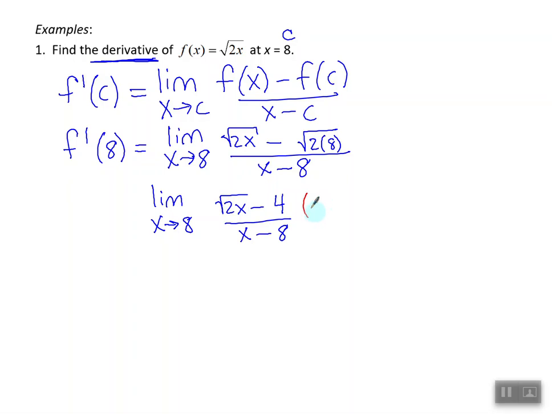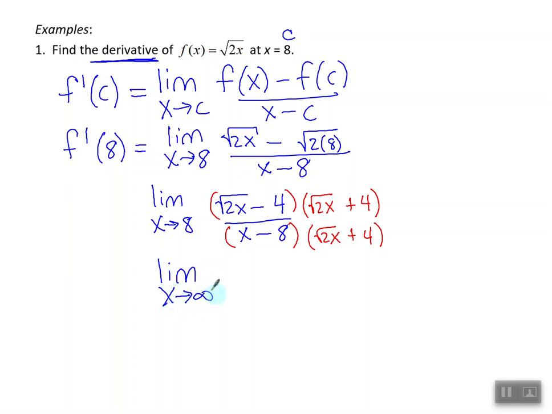So I'm going to multiply the numerator by square root of 2x plus 4, and therefore I need to multiply the denominator by the same square root of 2x plus 4. Let's see what that gives us. The limit as x approaches 8. When I distribute this, I get 2x. The outers and the inners make 0, and negative 4 times 4 makes negative 16. In the denominator, I have x minus 8 times the quantity square root of 2x plus 4.